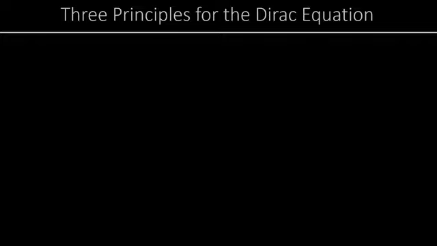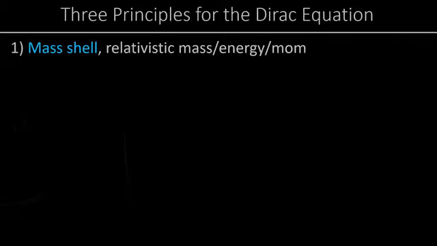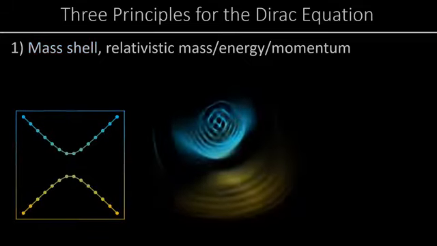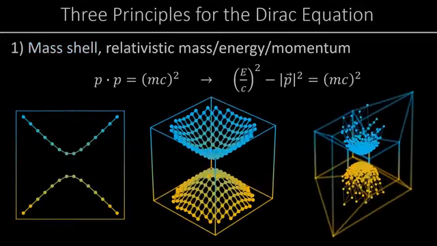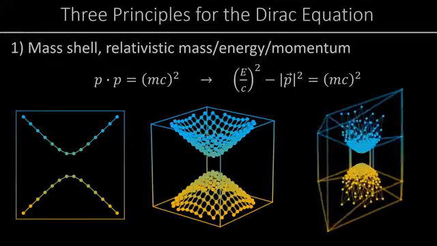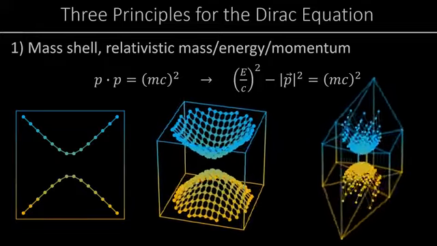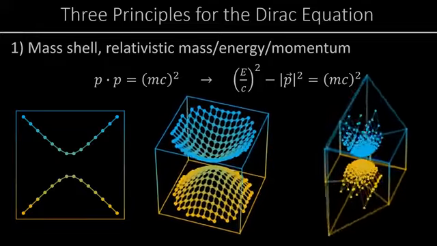So let's put on our chef's hats and cook up an equation. First thing we have to know is what are the ingredients. So first things first, we're going to put in the mass shell. The essence of the mass shell is that the four-momentum of a particle dotted with itself always has magnitude (mc)^2, regardless of the inertial reference frame of the observer.